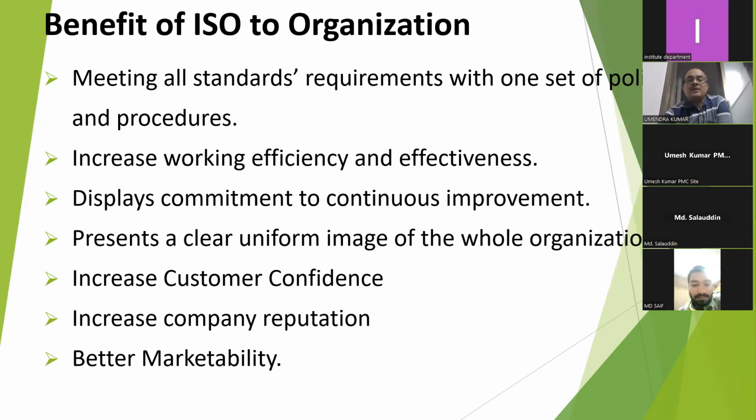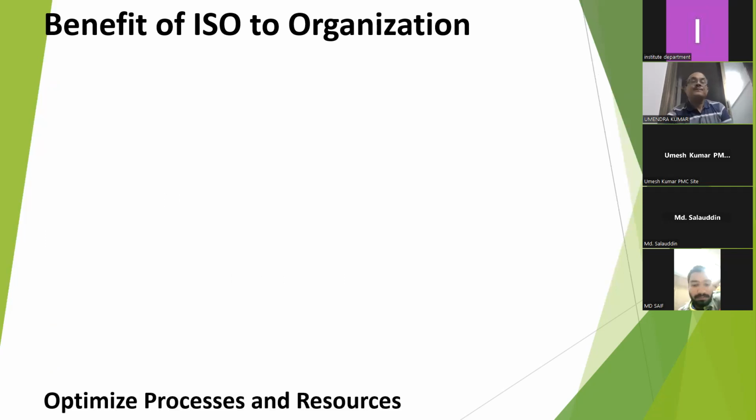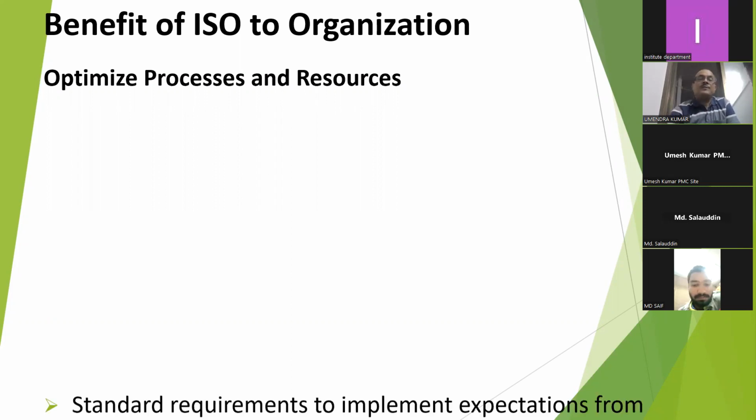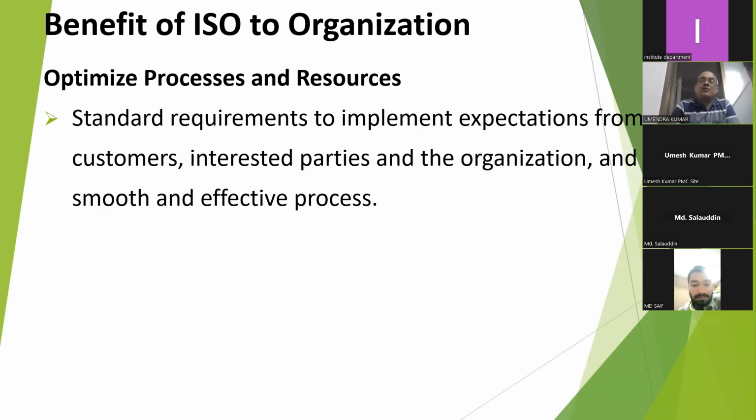So when we are implementing all these things, we optimize process and resources. When we work systematically, we have to follow the procedure, we have to follow the audit, and then it will optimize our process and resources also. That can increase our efficiency. A standard requirement is to implement the expectations of the customer, interested party, and organization, and create a smooth and effective process.